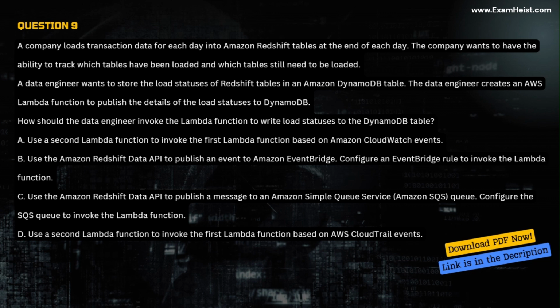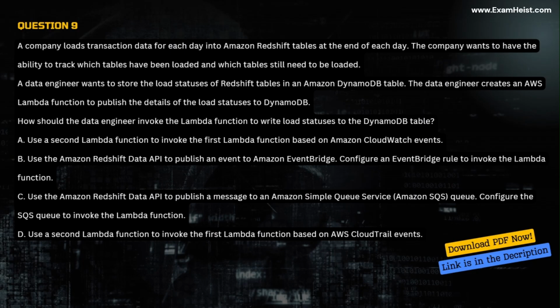A. Use a second Lambda function to invoke the first Lambda function based on Amazon CloudWatch events. B. Use the Amazon Redshift Data API to publish an event to Amazon EventBridge. Configure an EventBridge rule to invoke the Lambda function. C. Use the Amazon Redshift Data API to publish a message to an Amazon Simple Queue Service, Amazon SQS queue.